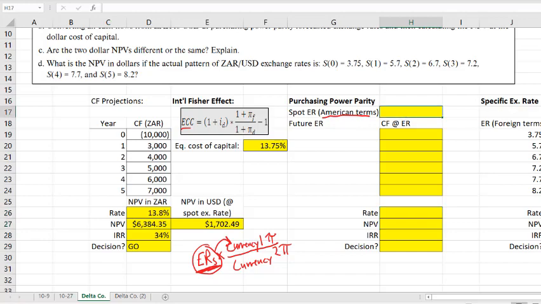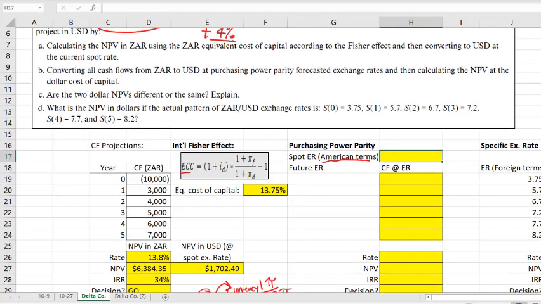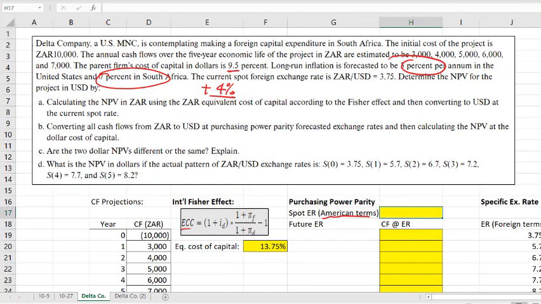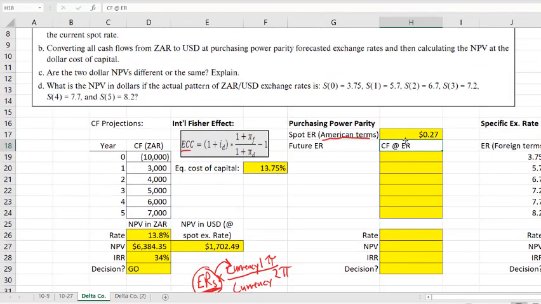So what is the spot exchange rate from the rand to the dollar in American terms? Well, I know that ZAR to USD is 3.75 to 1, so that means $1 is 3.75 rand. To get the number of dollars per rand, we have to find the reciprocal of that, right? So it's going to be 1 divided by 3.75. Okay, so the spot rate in American terms is 27 cents, $0.27 per rand.